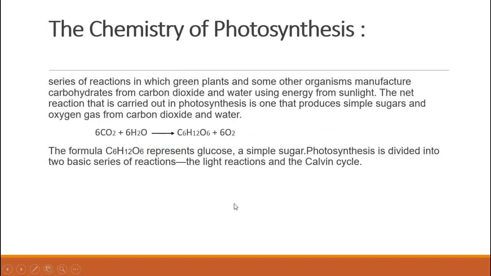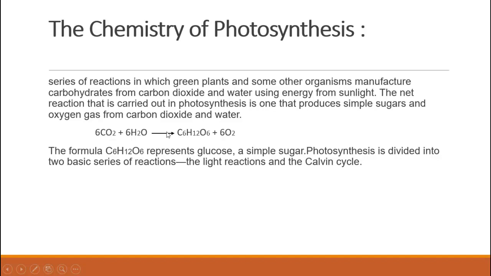The chemistry of photosynthesis. Photosynthesis is a series of reactions in which green plants and some other organisms manufacture carbohydrates from carbon dioxide and water, using the energy from the sunlight. And the net reaction that is carried out in photosynthesis is one that produces simple sugars and oxygen gas from carbon dioxide and water.